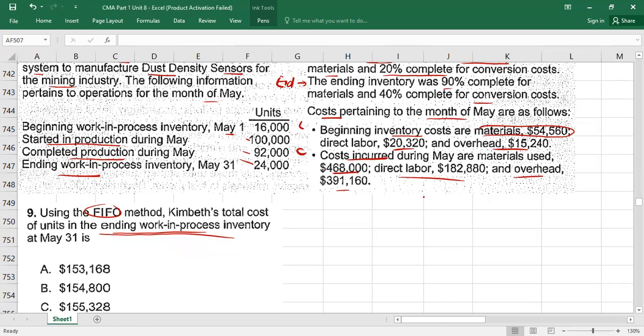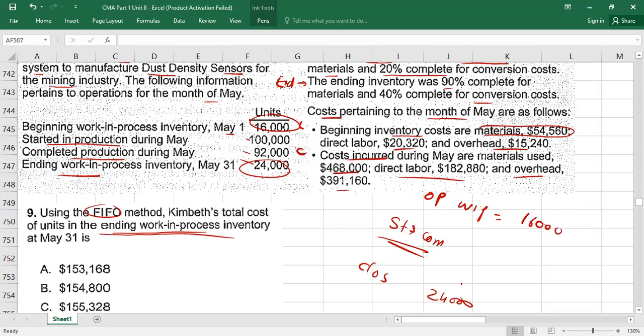We need opening work in process, which is given as units, 16,000. Second, we need started and completed, which is not given. Started is given, completed is given, but started and completed is not given. And then we need closing. Closing is also given: 24,000 units.